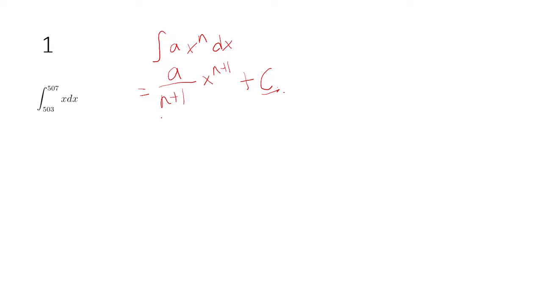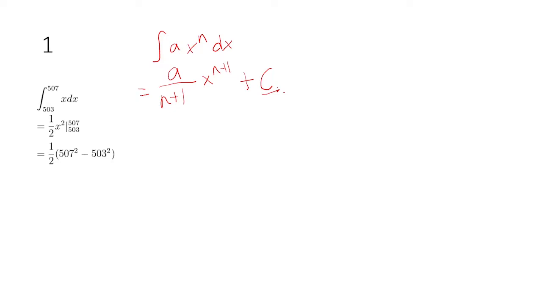We'll just need this, and we can just substitute a is equal to 1 and n is also equal to 1, as we see in the function. So we would get the integral would be 1/2 of x squared, and as the values are set, we can just plug them in later, and here 1/2 of 507 squared minus 503 squared. Notice how I factored the constants beforehand. This is just to make it easier.